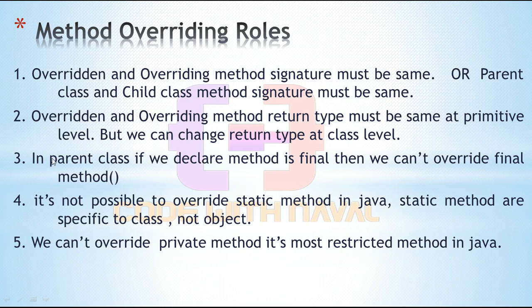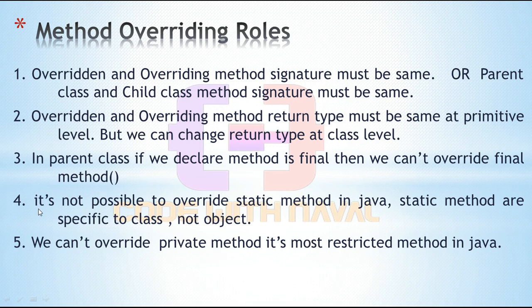Then the third point is that in a parent class, if we declare a method as final, then we can't override the final method in a child class, because a final method is final. We can't reinitialize it, we can't change any implementation of a final method. Remember these three things. If we declare a class as final, then we can't extend that class. If we declare a method as final, then we can't override that method. If we declare a variable as final, then we can't reinitialize that variable's value. Remember these three things.